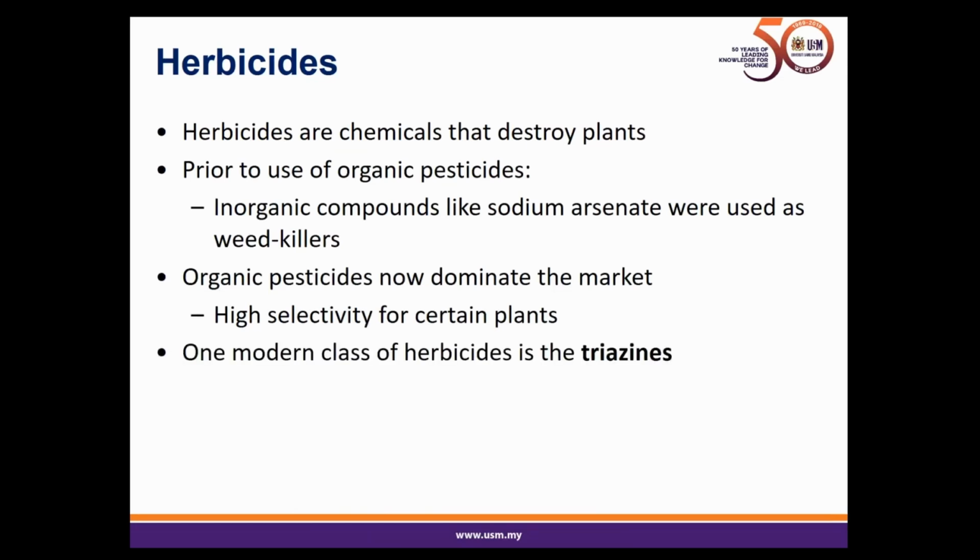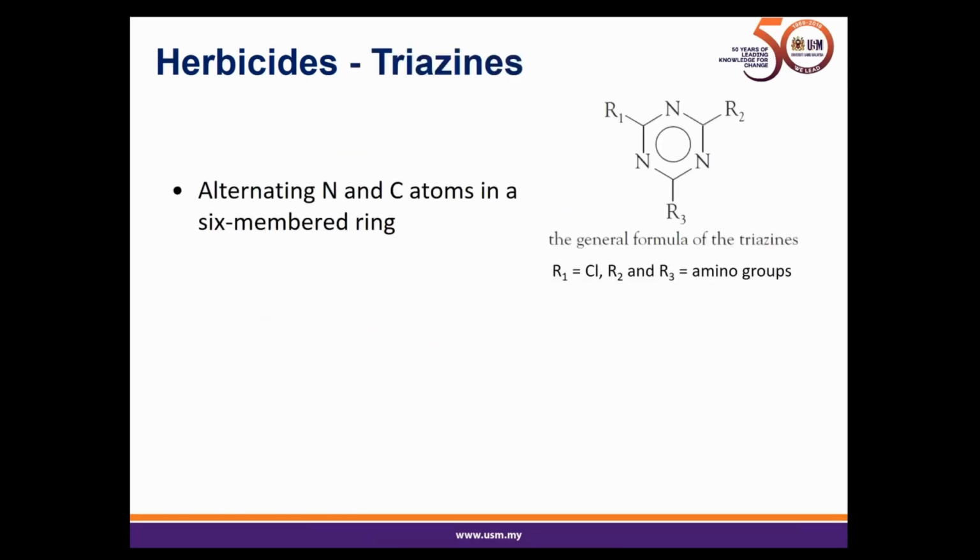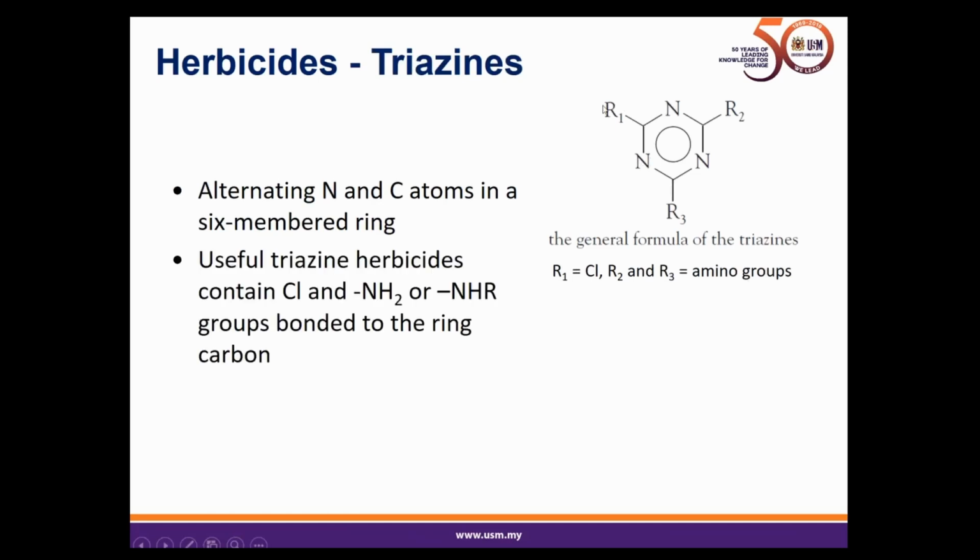And one modern class of herbicide is triazine. This is the formula of triazines. So it has alternating nitrogen and carbon atoms in the six-membered ring. These R1, R2, R3 groups. R1 is usually a chlorine atom. The useful triazine herbicides contain chlorine and amino or NHR groups bonded to the ring carbon.